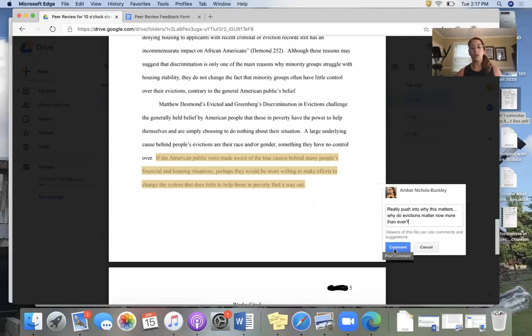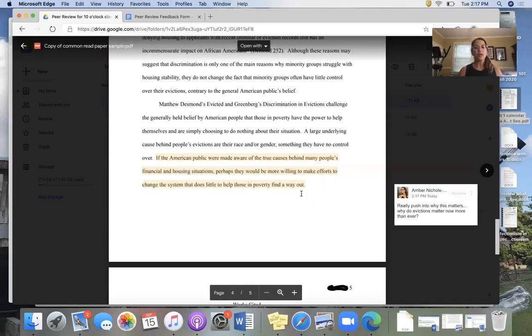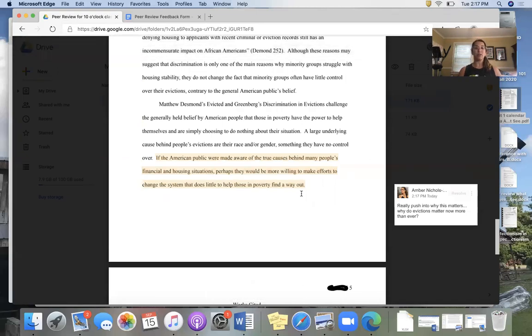Okay, now, of course, this was last year's paper, but you could say a lot about evictions right now in the pandemic, right? Because some states have actually instituted laws banning evictions right now because people are in such dire economic straits. So maybe bringing it into something that's happening right now could be a way to push that conclusion and show us, okay, this is why this really matters.